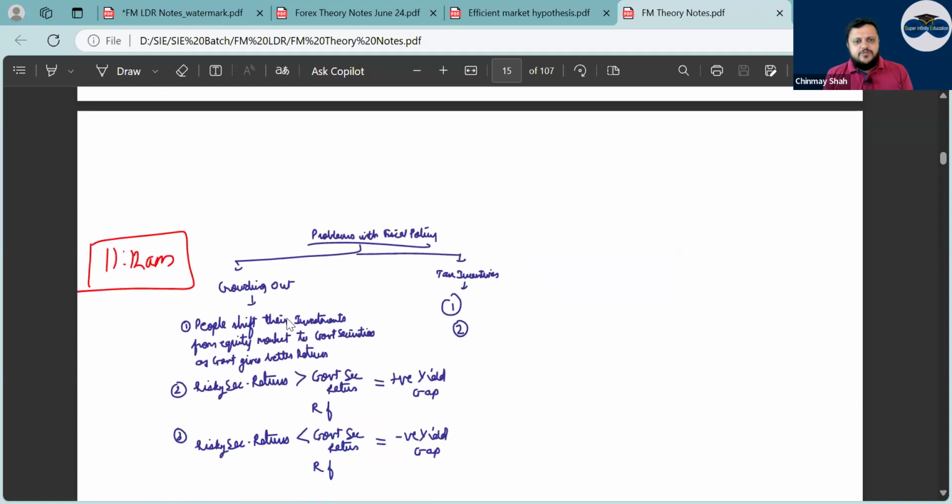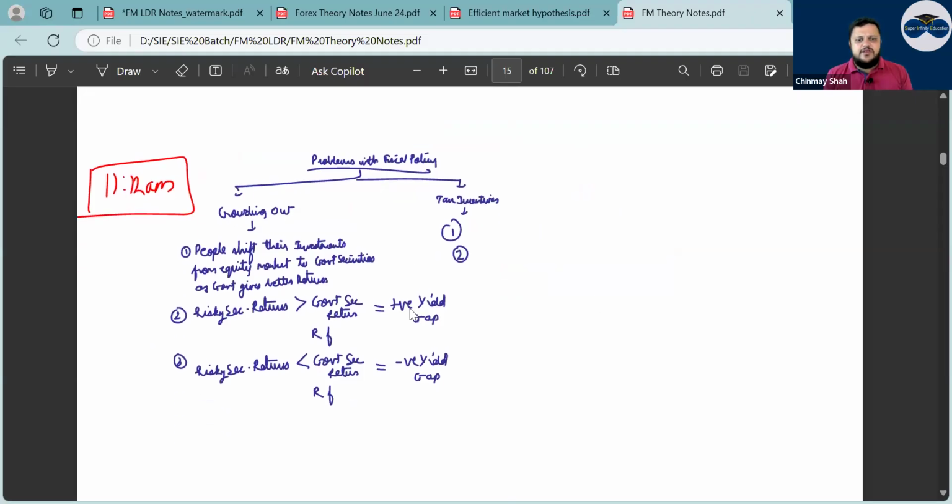Then coming to problems with the fiscal policy, right? The crowding out: people shift their investment from the equity market to government securities as government will be better, right? So crowding out happens, right? In fiscal policy, government will give the best return because they want to borrow more and more, correct? If a risky security's return is more than the government security's, it is called a positive yield gap. If a risky security's return is less than the government security's return, it is called a negative yield gap, correct?